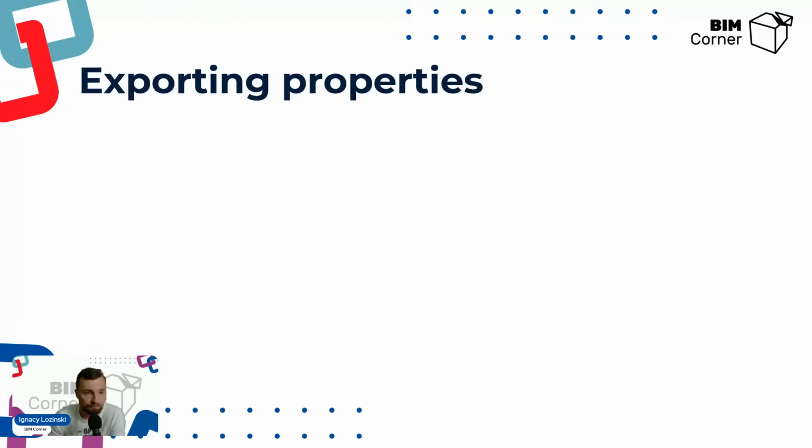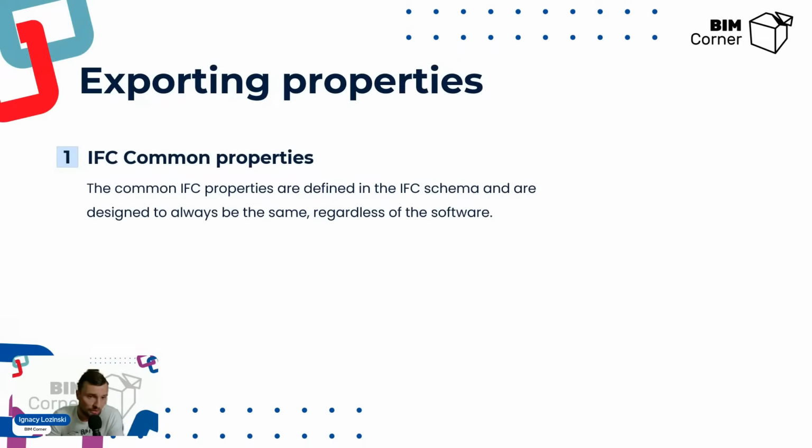All right. So we talked about how to control geometry. Right now, let's talk about the properties, because they are super, super important. When we export IFCs from Revit, we deal with, to make it simple to understand, two property groups. The first one is IFC common properties. These are predefined property sets that come directly from the IFC schema.